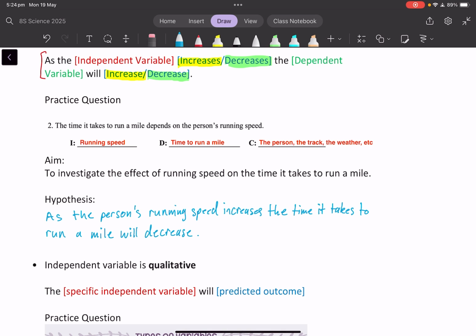Now, does my hypothesis need to be correct? No. But it needs to be testable. Is this testable? Well, it is, because I can just change someone's running speed and then I can measure how long it takes for them to run a mile. So, is this testable? Yes, this is an appropriate hypothesis.